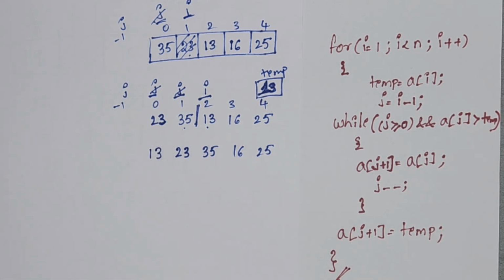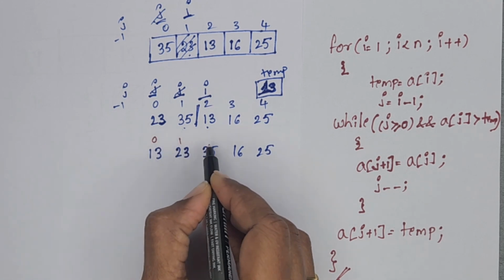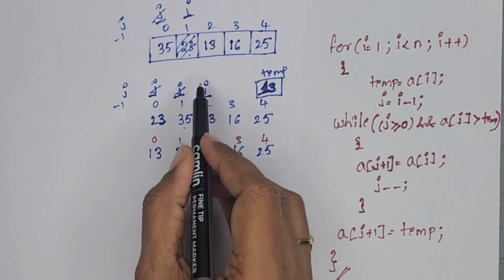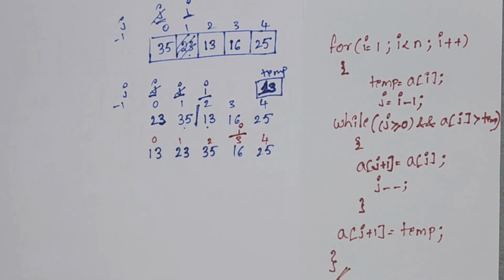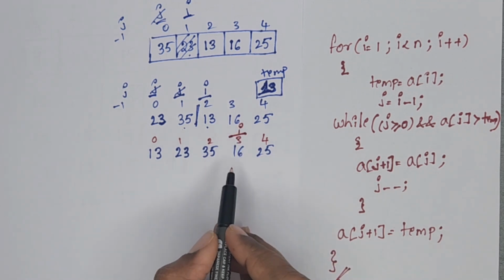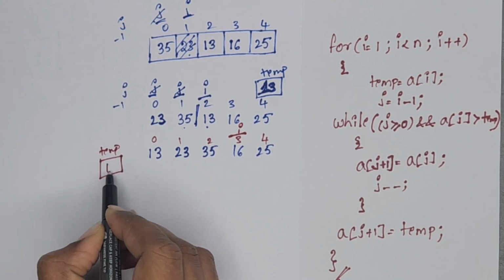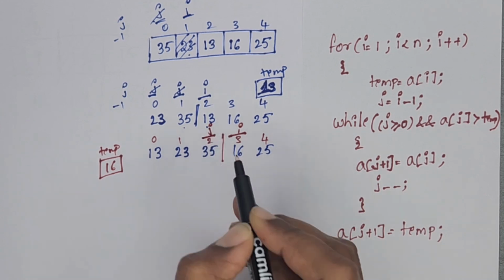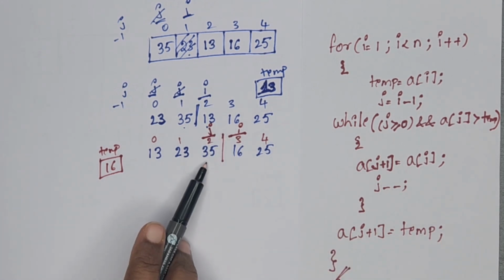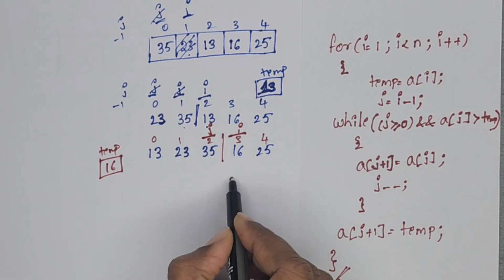Okay. Next. After this, it will exit from the while loop. After storing, i is incremented by 1. 0, 1, 2, 3 and 4. So now after incrementation, i becomes 3. See, if i is 3, then the third element is assigned to the temporary variable. Now, temp is 16. What is j? j is 2. What is the jth element? 35. 35 is greater than 16? Yes. So, shift it to the next position.